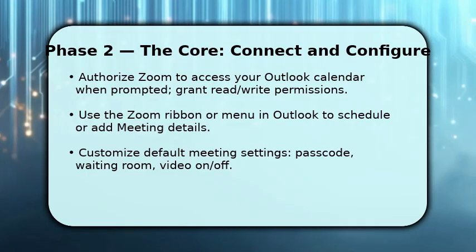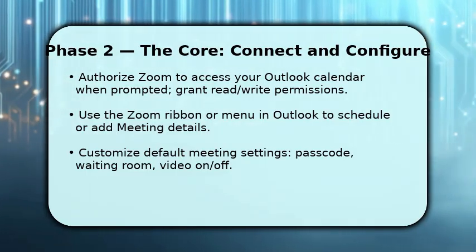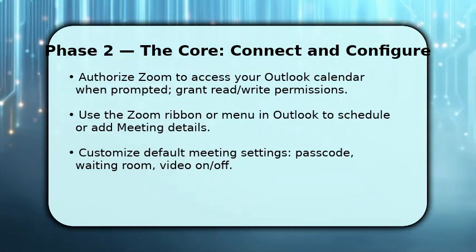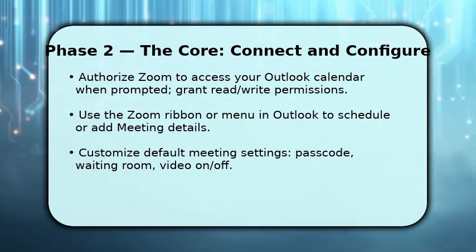Now you connect and configure. In Outlook, click the Zoom add-in button on the ribbon and choose Authorize or Sign In. Grant Zoom permission to read and write calendar events so meetings sync both ways. Once authorized, use the Zoom button to schedule.